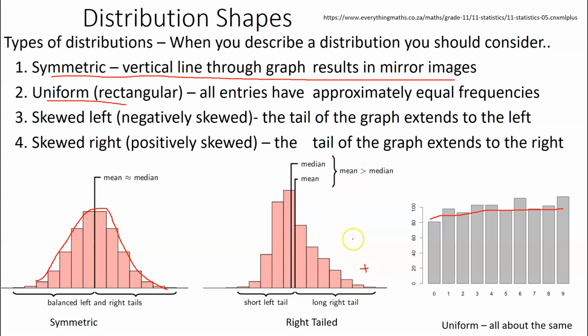The mean then gets pulled over. The mean is the most susceptible to outliers, so it gets pulled away from the median, and it's going to go to the right. If the mean is being pulled to the left, it's negatively skewed.